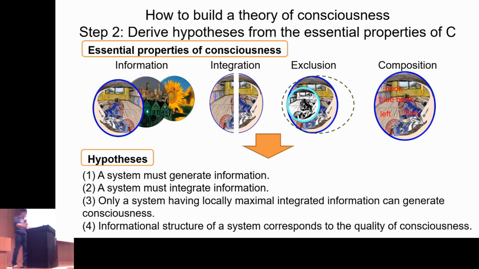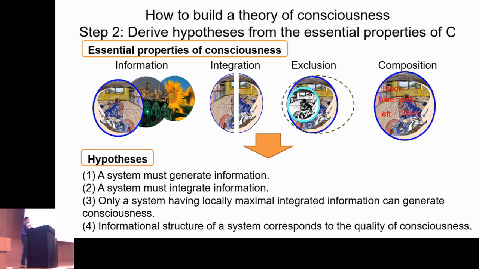One more question. Yeah. What is one system? How do you say that this is one system? This is a very good question. So we determine what is a system, or what is a conscious system, based on theoretical prediction. As the theory claims, only a system having locally maximal integrated information can generate consciousness. So this is the only system that can generate consciousness.